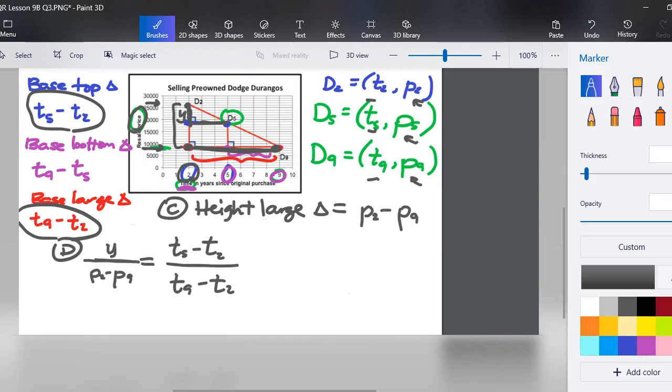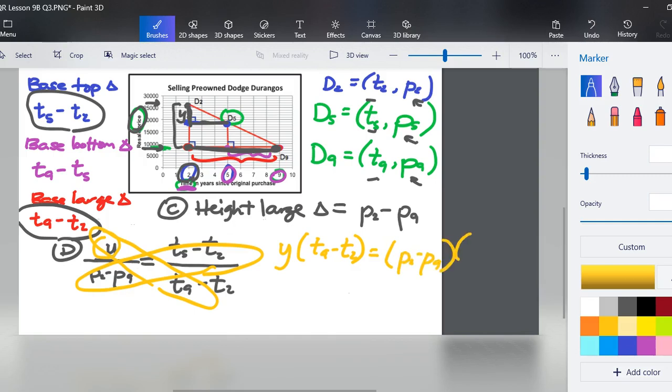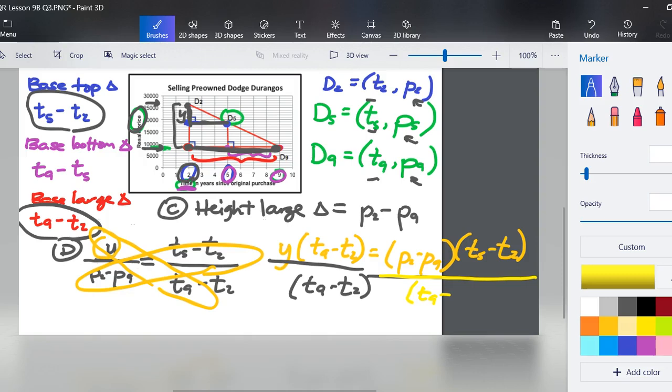And this is probably a great time to hit pause and to think, because it says, how would you find the height? Since this is the height, we're going to do the same thing that we did a while ago, but we're just going to leave it really abstract. So y times T9 minus T2 is going to equal the P2 minus P9 times T5 minus T2. And then like we did a while ago, we're going to divide off this T9 minus T2, which is the base of the large triangle.